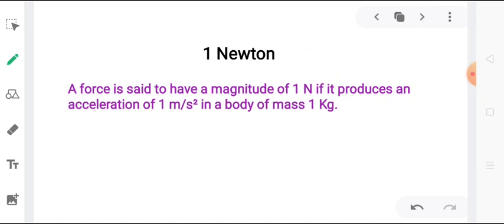So a force is said to have a magnitude of 1 Newton if it produces an acceleration of 1 meter per second square in a body of mass 1 kg. This is the definition for the SI unit of force. Now, does anybody remember how do we measure force? We can measure force with the help of a spring balance.